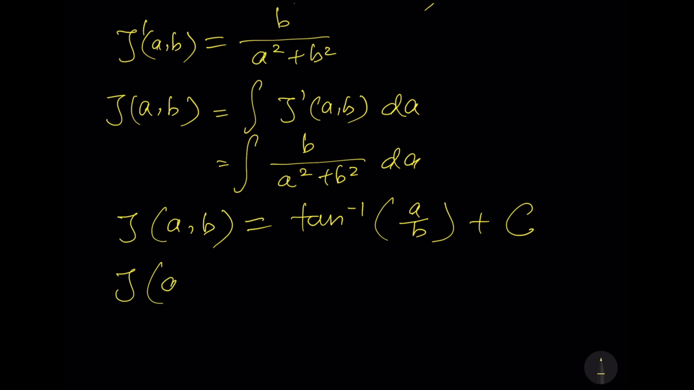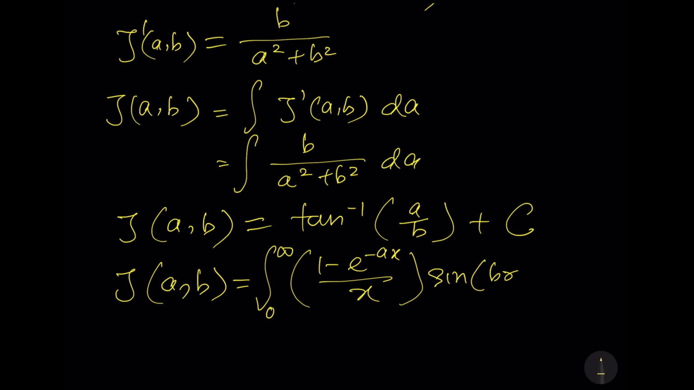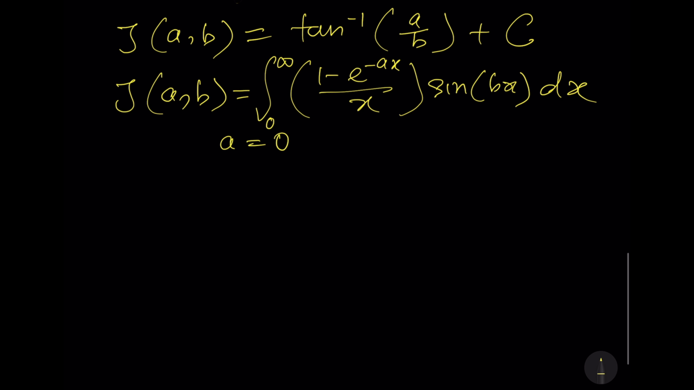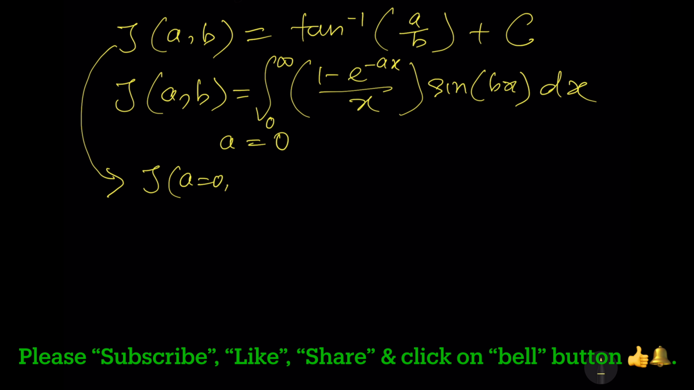Okay, let's recall the first equation that we defined at the beginning of the video, which is also J(a, b). This is the one here. In the case that a equals 0, the J that we found just now gives us J(a equals 0, b) equals inverse tangent of 0 divided by b, plus c, which is equal to c.